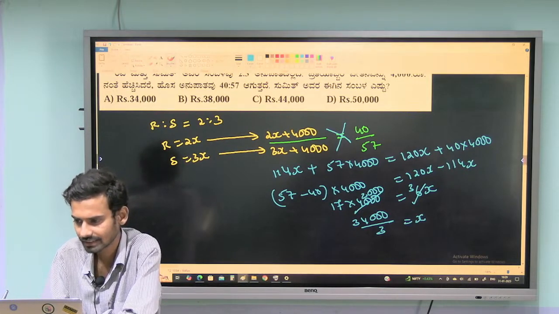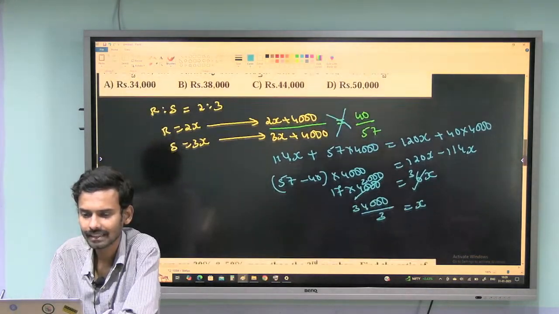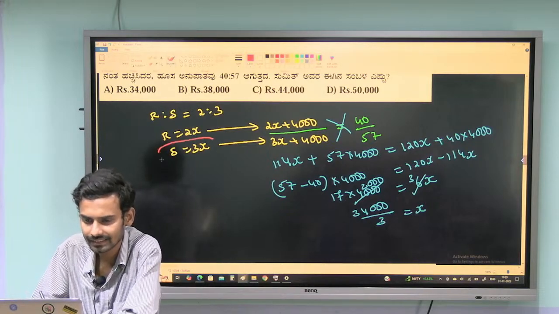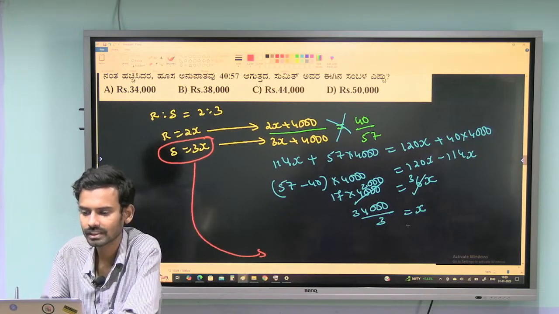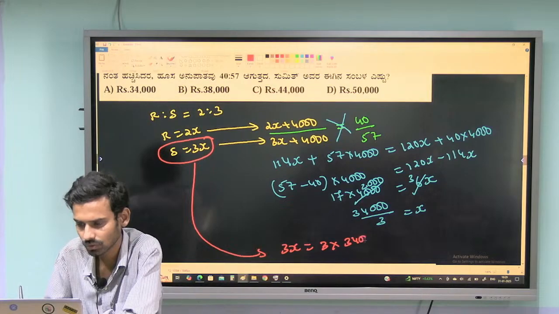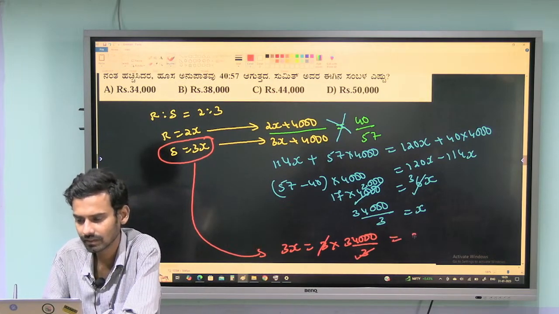Now what is the question asking for? The question is asking for Sumit's salary. Sumit's salary is how much? Sumit's salary is 3x. So what will be the value of 3x if the x value is known to me? 3x will be 3 into the x value, which is 34,000 divided by 3. You can just cancel 3 and 3 and the answer will be 34,000.